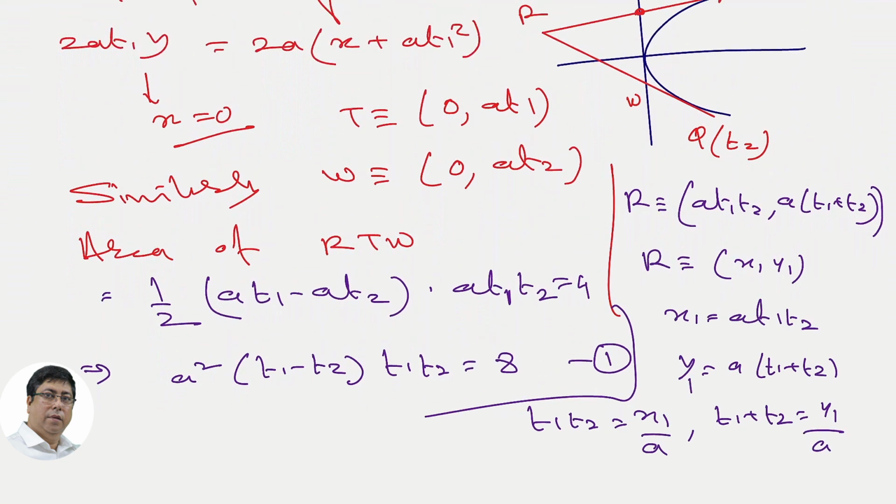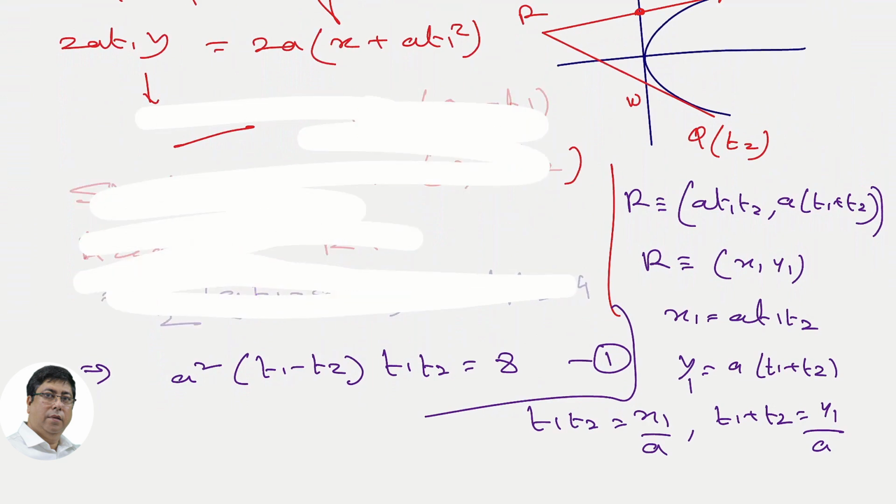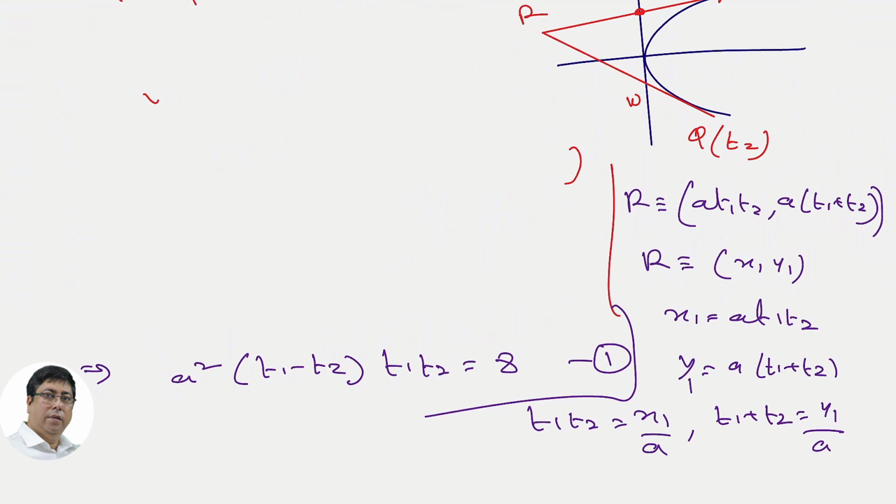So, how to eliminate them? Let us see. Now, in this area I am putting t1 plus t2 and t1t2, but here it is t1 minus t2. So let us do the whole square here. If we do the whole square, we are getting a to the power 4 into (t1 minus t2) whole square, that is (t1 plus t2) whole square minus 4t1t2.